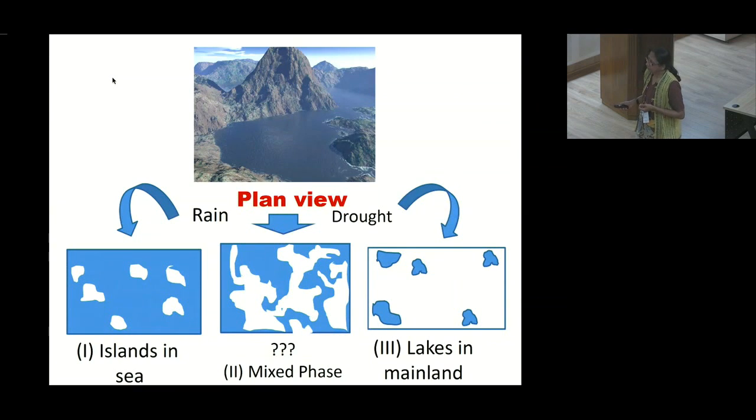And if it goes down still further, then at one point the land will get connected fully. This white is the land, and only the deepest portions, that is the lakes, will be isolated and scattered in the mainland. So we have a transition from this phase with islands in a connected sea to a mixed phase to lakes scattered in a connected mainland. And how can we characterize this transition?